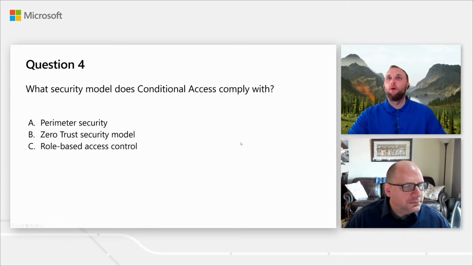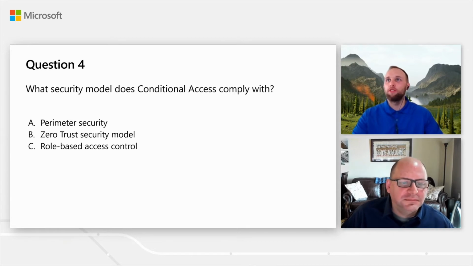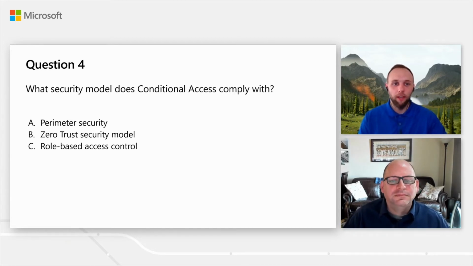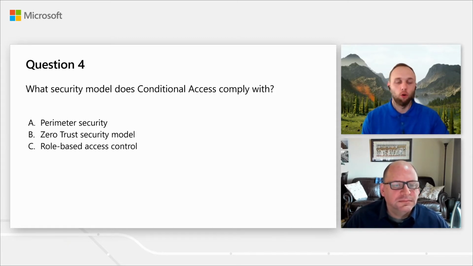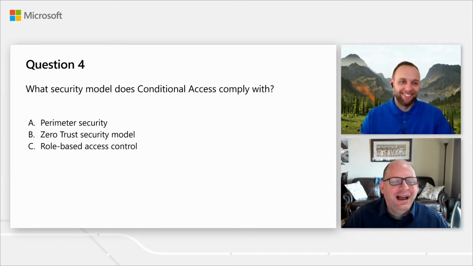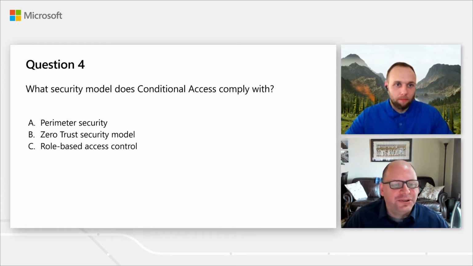Yeah. And so, Brett, let's go ahead, and hopefully folks were following along in that exercise. We're going to ask, what security model does conditional access comply with? Is it perimeter security, zero trust security model, or role-based access control, or one of my favorite acronyms, RBAC? I am sure it's not perimeter security. That is the only one I'm positive about.